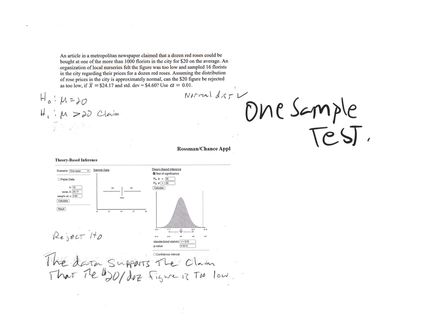So then again, I used Rossman Chance. I selected one mean. I filled in my information. I made sure I selected a right tail test. Did I talk about how I know this is a right tail test? I know this is a right tail test because my sample mean is a lot bigger than the hypothesized mean. So our right tail test works. So I ran the test.